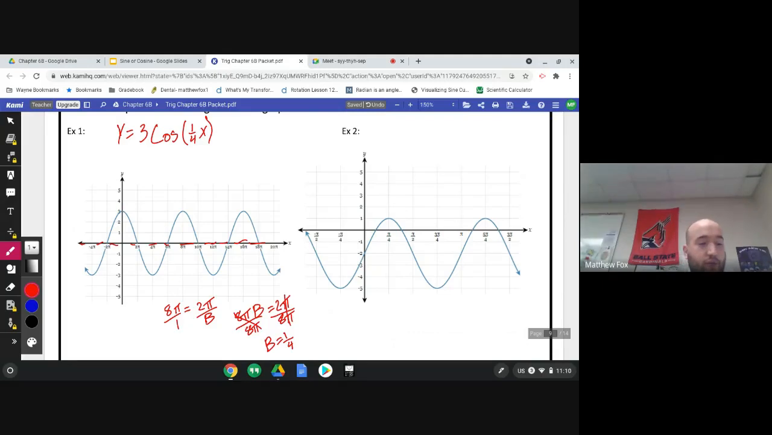As we said, we know there is no C term because there's no vertical shift. It's centered around the x-axis. Okay, example 2. Once again, I always recommend finding your midline first. So our midline here is -2.